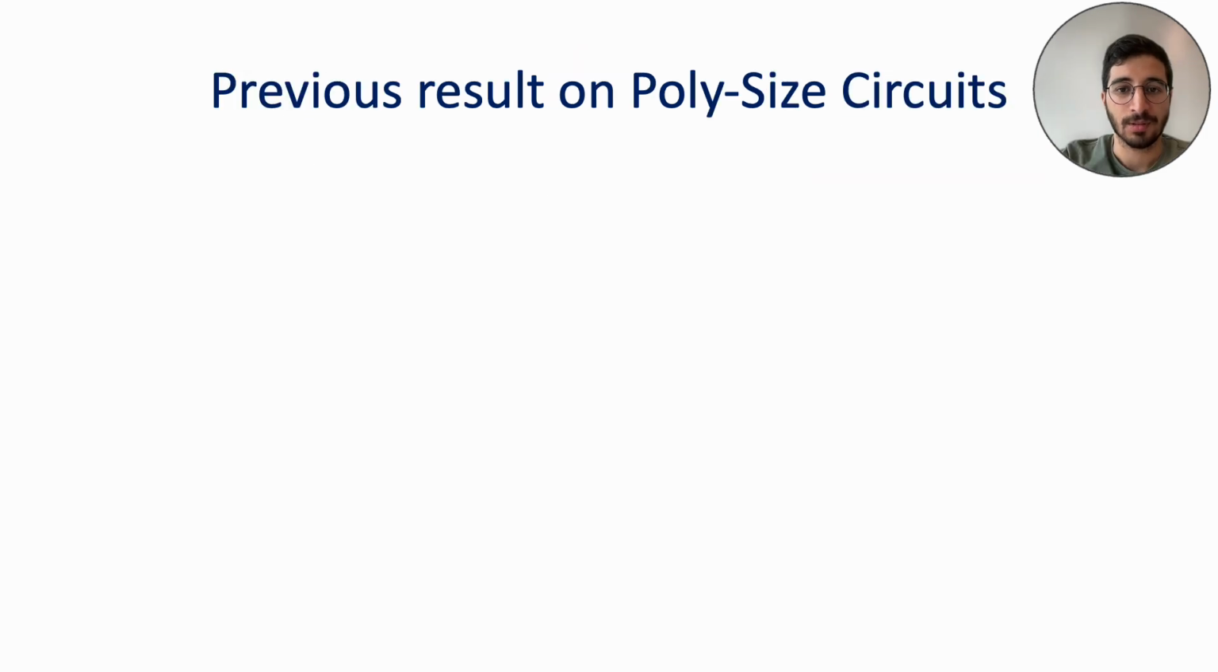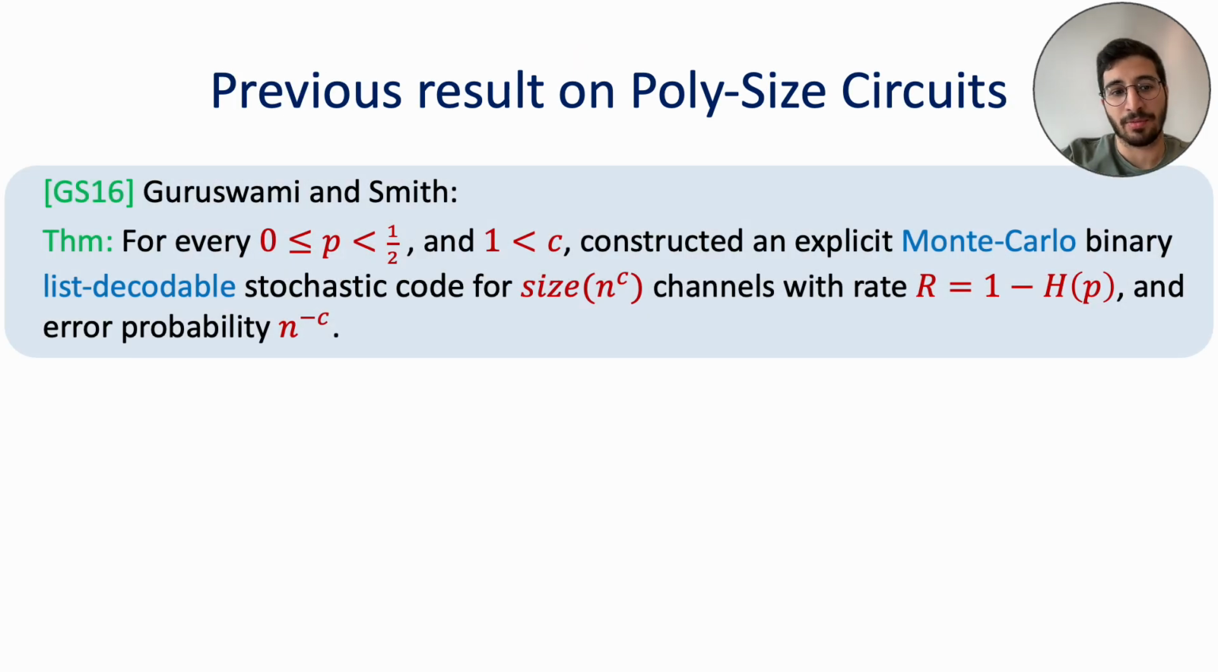Okay. So what do we know about codes for poly-size circuits? Well, let's start with the famous result of Guruswami and Smith that showed that for every p between 0 and half and every c larger than 1, there exist Monte Carlo list decodable stochastic codes for size n^c channels that achieve a rate that equals 1 minus entropy of p.